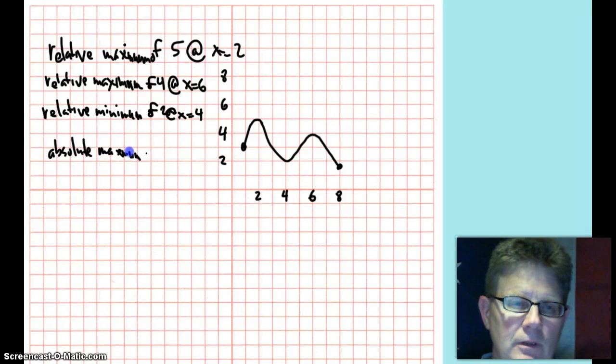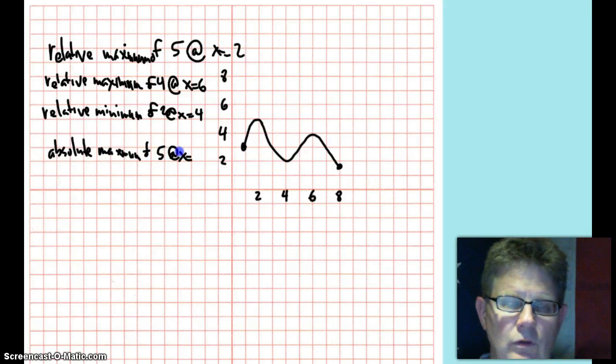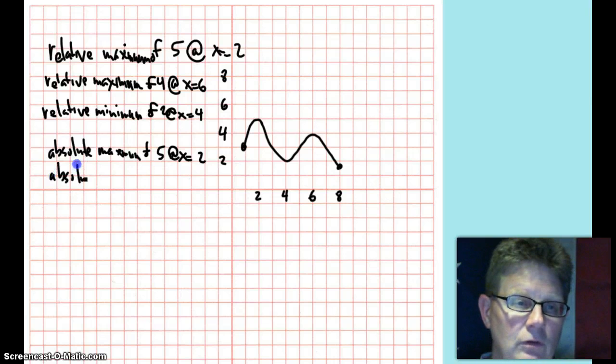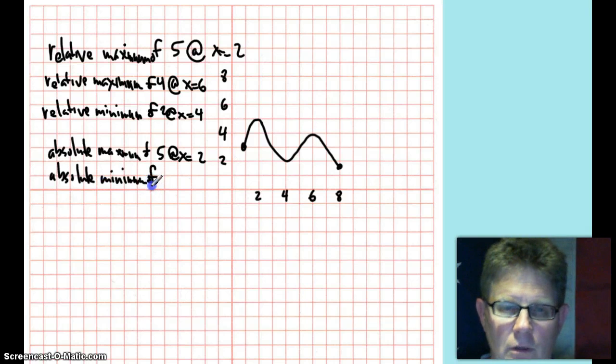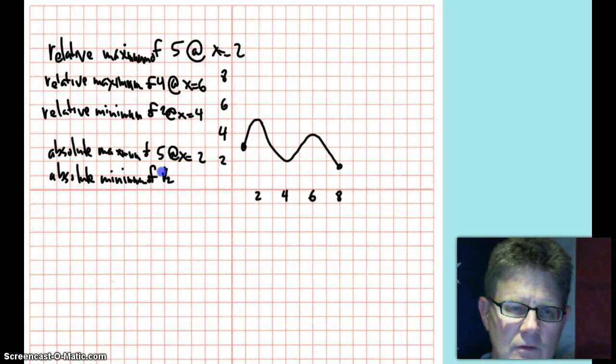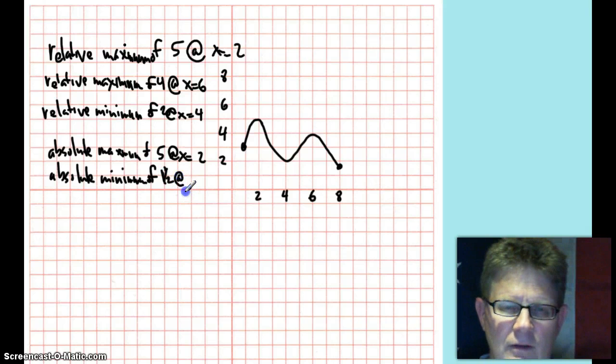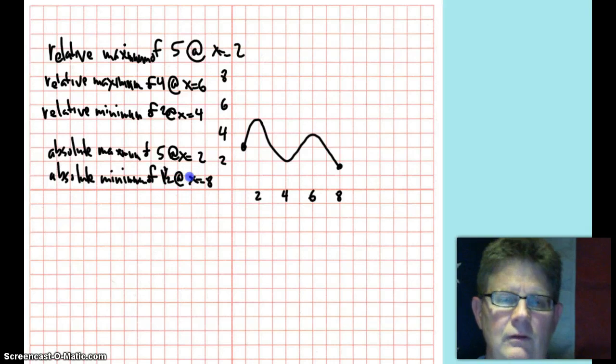We have an absolute maximum of 5 at x equals 2, and we have an absolute minimum of, that looks like 1.5, at x equals 8. Those are all the relative minimums and maximums, absolute minimum and maximum. Okay, moving right along.